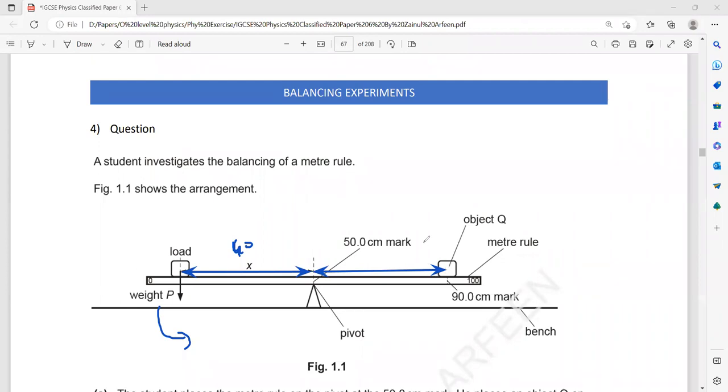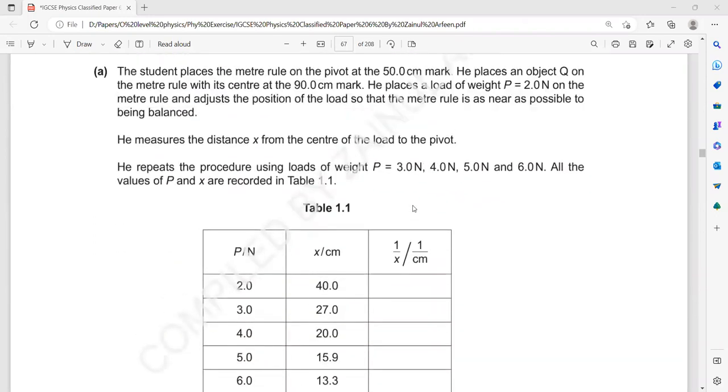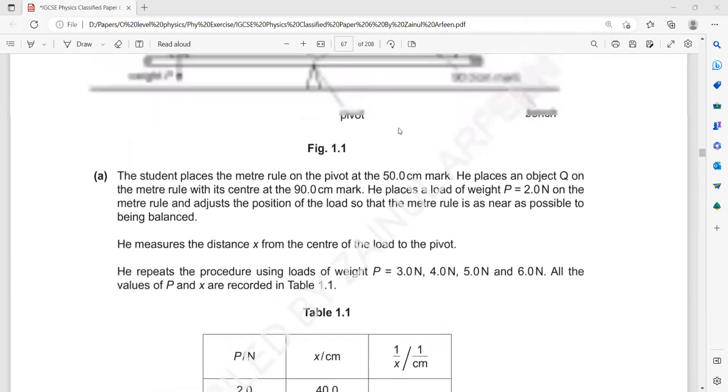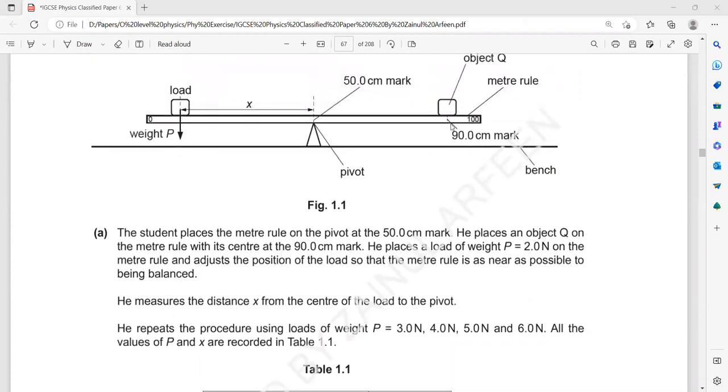Like if we consider weight into distance from the pivot, Q is lighter. That's why it is away from the pivot, to create the same turning effect. So we can balance them on a meter rule or a meter scale. A student places a meter rule on the pivot at the 50 centimeter mark. He places an object Q on the meter rule at the 90 centimeter mark.